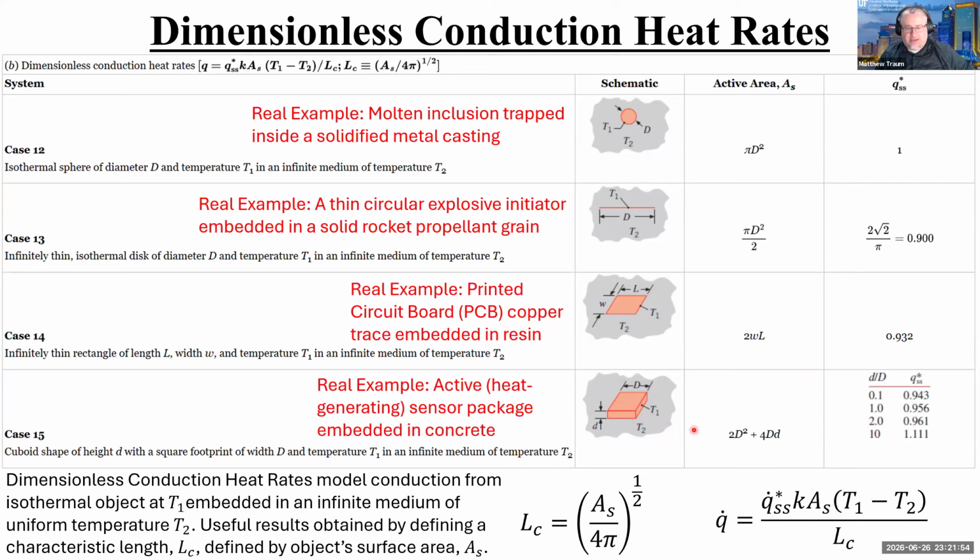T1 minus T2, that's the temperature difference between the buried object, the immersed object, and the surrounding environment, and then divided by L sub C. We calculate L sub C, that's our characteristic length, by just taking the surface area, dividing by 4 pi, taking the whole thing to the 1/2 power, so it has units of length. That goes in here, and now this becomes our equation for heat transfer, right? But the shape factor is now this Q star SS thing instead of just S. Okay.